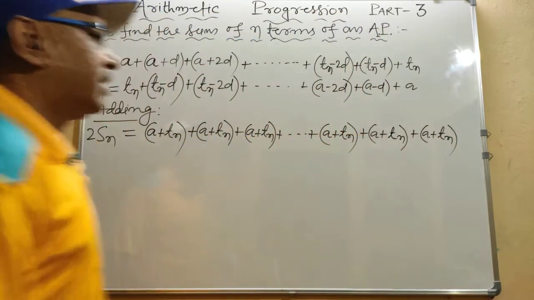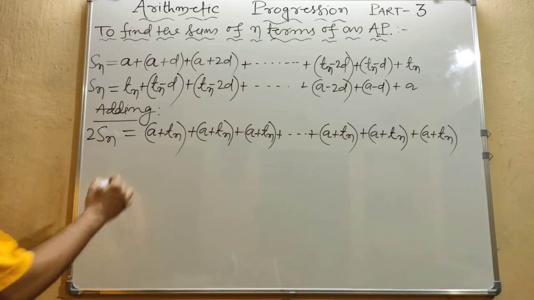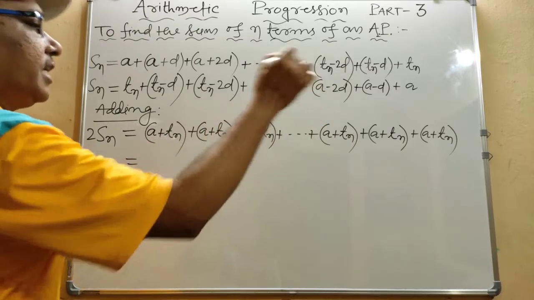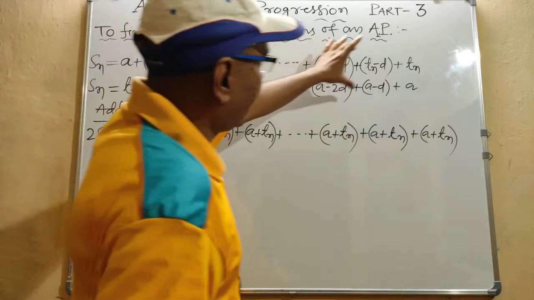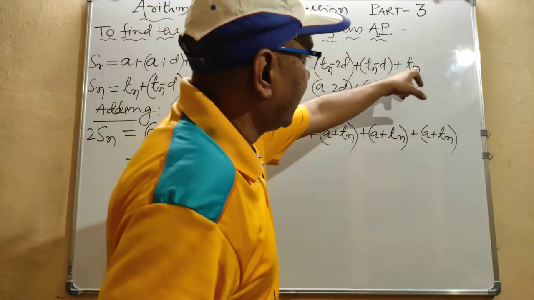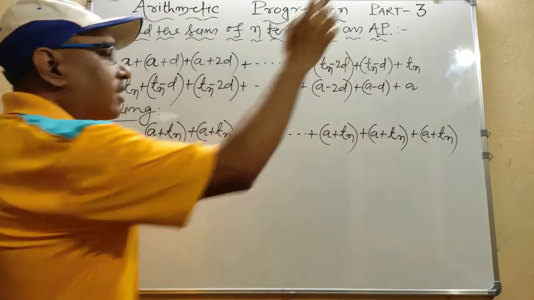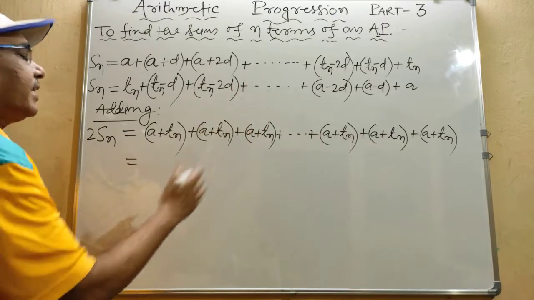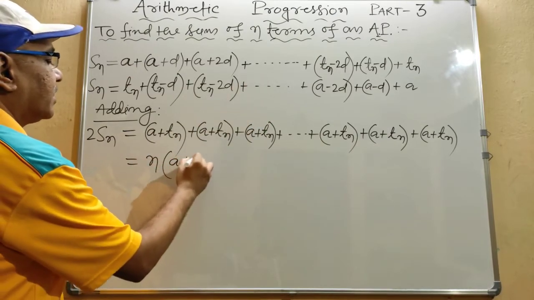In this way you will get, if you add both the series, a plus Tn, a plus Tn, a plus Tn. How many a plus Tn are there? 1, 2, 3, 4, 5, how many a plus Tn are there? Up to here. n terms were there, so these are also n terms. a plus Tn, a plus Tn, it is n times. So it can be written as n into a plus Tn.